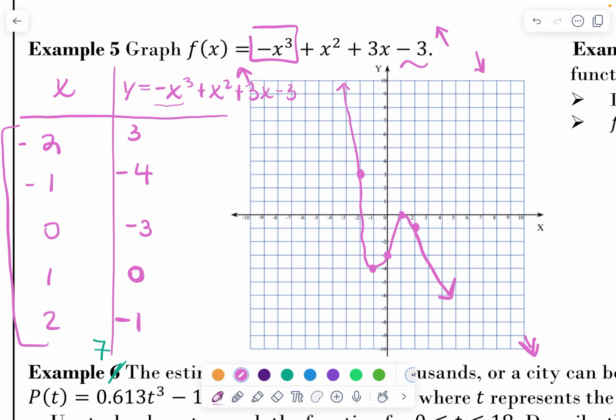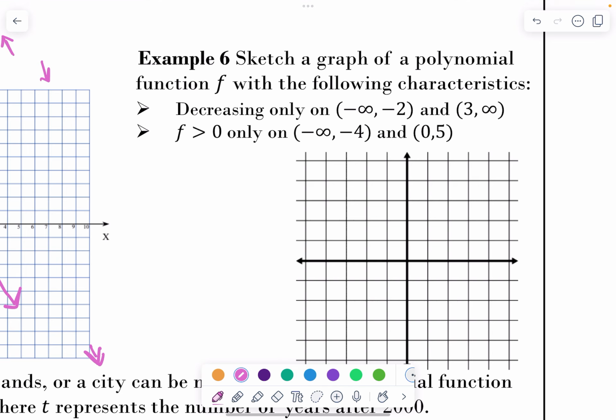Now, let's go through example 6, something that might be asked of you on the ACT or SAT. Example 6: sketch a graph of a polynomial function f with the following characteristics. They're telling us f is decreasing, which we learned last section or the one before, only on negative infinity to negative 2 and 3 to infinity. We have f greater than 0 only on negative infinity to negative 4.